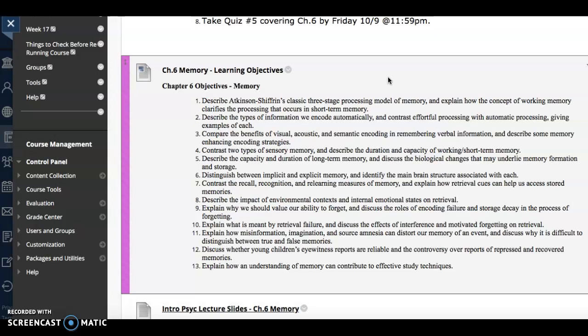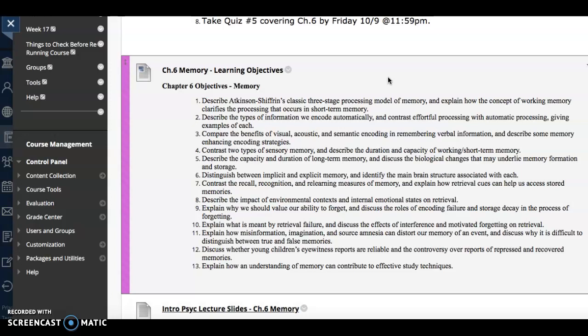And we'll look at comparing the benefits of visual, acoustic, and semantic encoding. So units that our brain recognizes that are visual elements, as well as what we hear acoustically, and then that which we give meaning to, semantic encoding. And these are the ways in which we remember verbal information, basically.